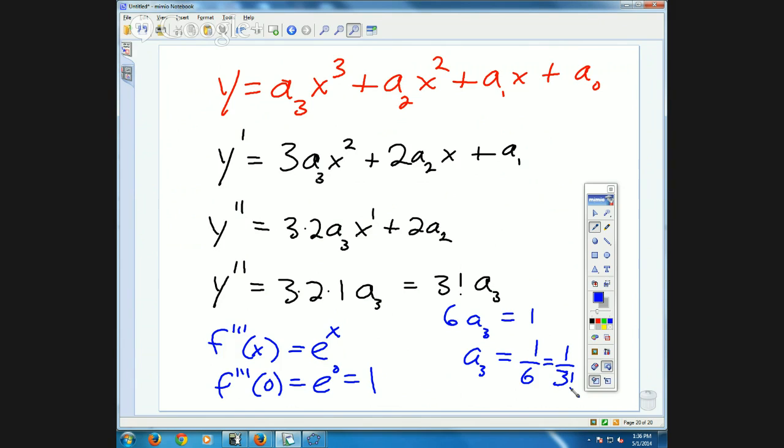Now here's the deal, though. What x value are we plugging in to check all this? 0, right? If I plug in x equals 0 to test the second derivative for a coefficient, that term's gone. And the second derivative evaluated at 0 is 1. So what's a sub 2 have to be? The same as it was before. Wasn't this coefficient 1/2 before? It still is.